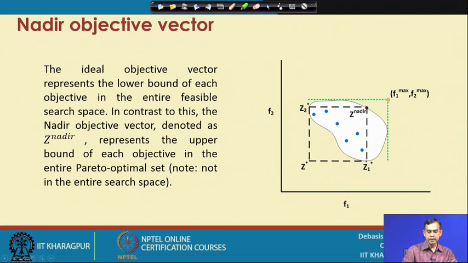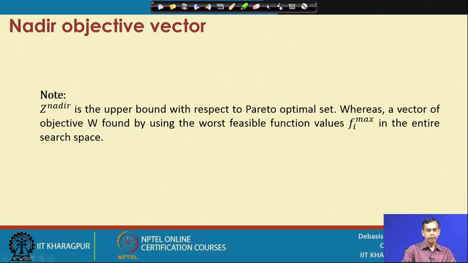So this is the idea about the Nadir objective vector. In simple words, the Nadir objective solution is the upper bound with respect to the set of all optimum solutions. We will term all these solutions the Pareto optimal solutions. So it is basically the upper bound in that sense. Having this concept, we will now see the usefulness of these solutions.